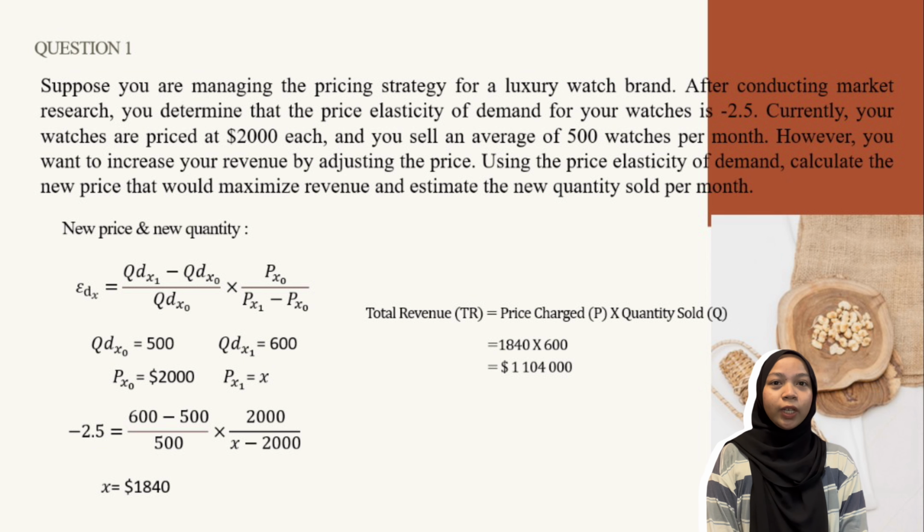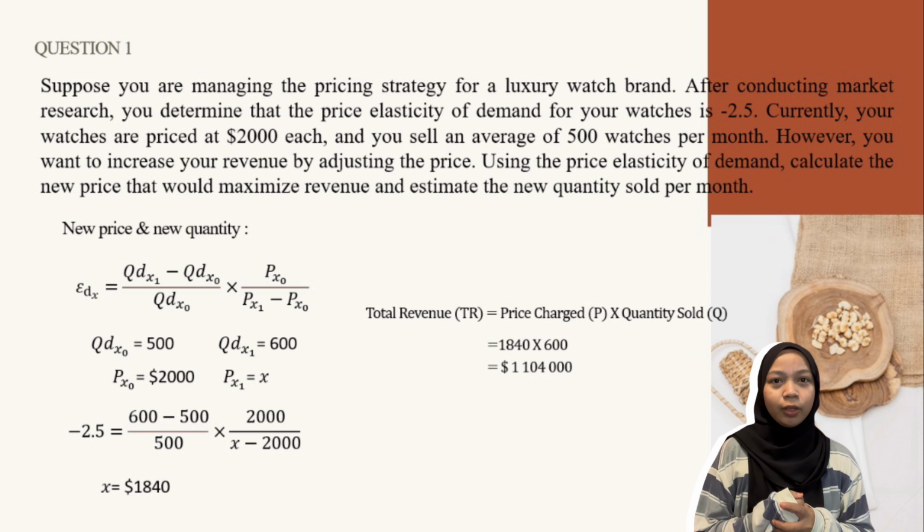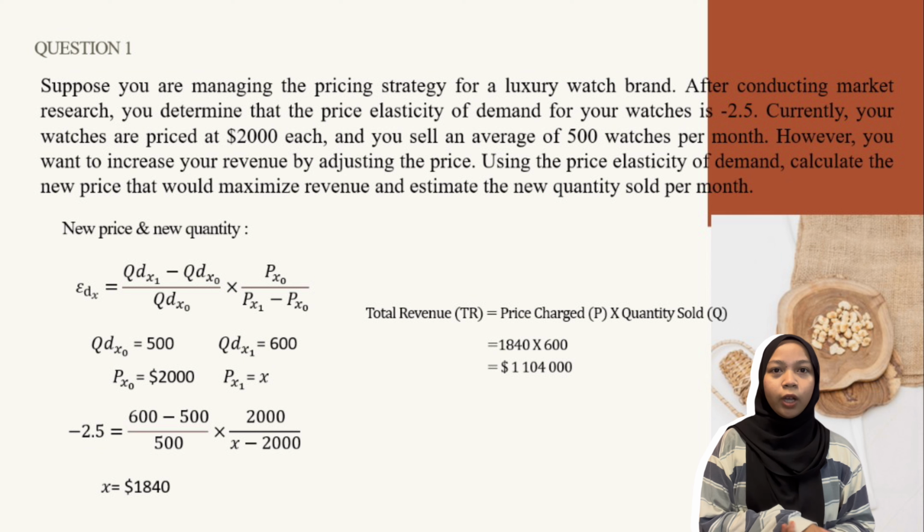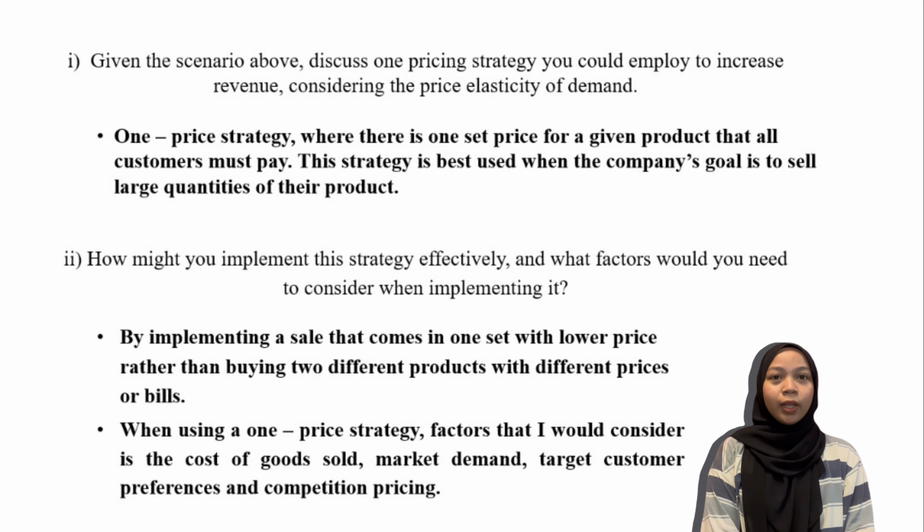Question 1. Using the given elasticity of demand, we have to find the new quantity and price. So this is the formula that we use. We decide to increase the quantity to 600. The new price that we got is $1840, and then we calculate the new total revenue. Total revenue is equal to price charged multiplied by quantity. So the new total revenue that we got is $1,104,000.